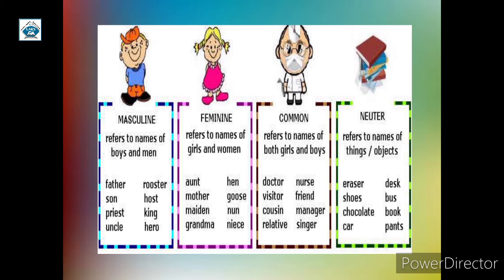Common example is friend. You must be having both boy or girl as your friend, but you don't call them as male friend or female friends. You just call them friends.